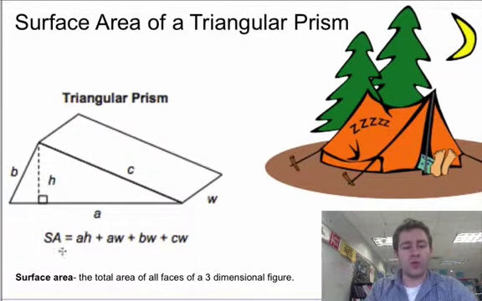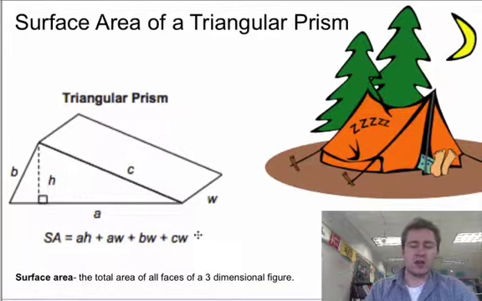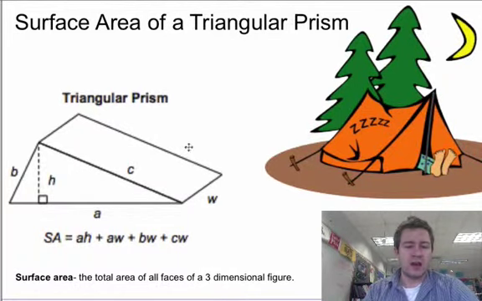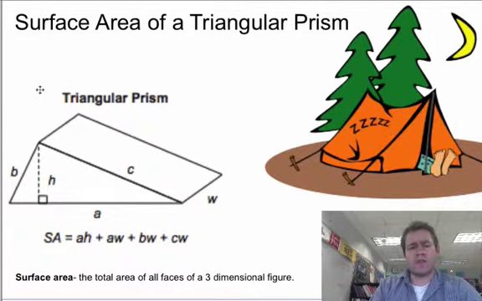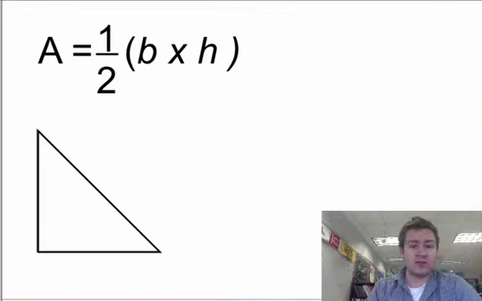And so our formula for this is the area of A times H plus A times W plus B times W plus C times W. And we're going to unpack this in our next part here. But you might be wondering, well, there's a triangle here. Don't I find the triangle's area differently than I would for the area of a rectangle? Yes, but let's take a look at it.